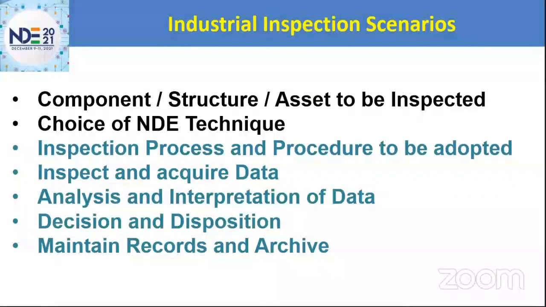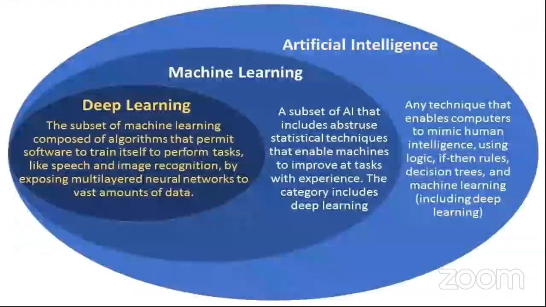So in a typical industrial inspection scenario, you always have a component, structure, or asset to be inspected, and depending on the damage mechanism or what you're looking at, you'll choose the appropriate NDT technique. Then there is an inspection process and procedure to be adopted. You will then inspect and acquire data. Then you will analyze and interpret the data. Then you'll make some decisions and dispositions based on that. And of course, you have to maintain records and archive so that you can do trending analysis and many other things. So the ones in blue are clearly the ones where digitization is going to play a big role, and all of those steps can benefit a lot from it.